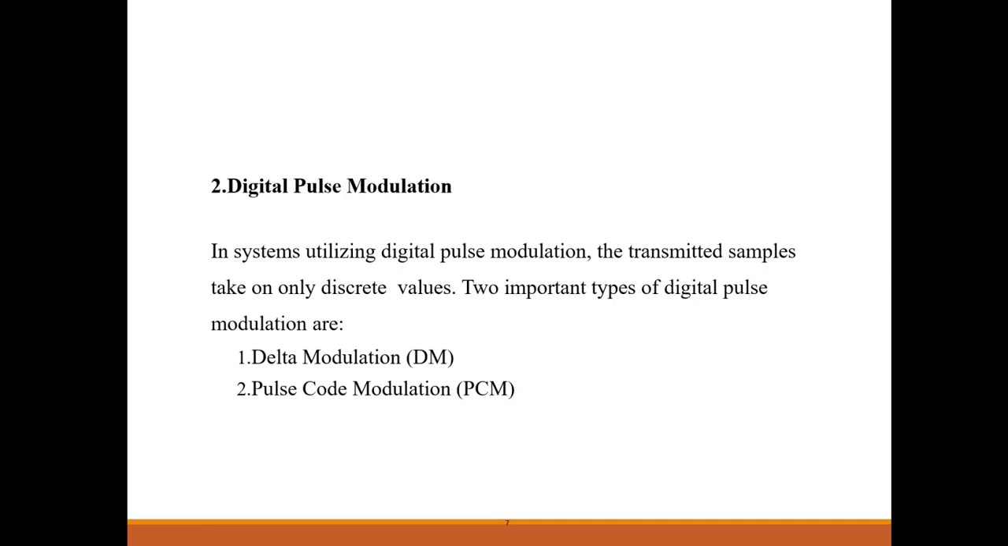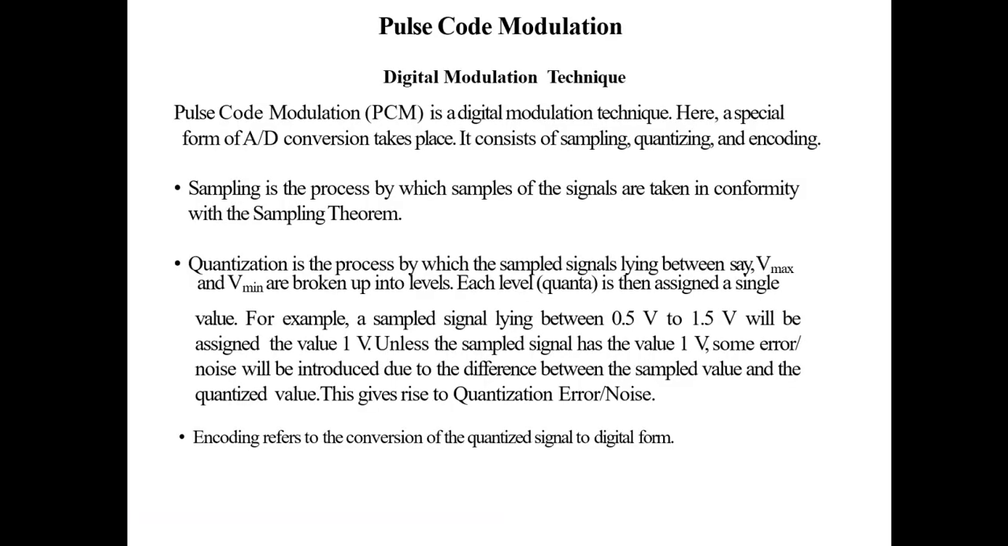Digital pulse modulation types are pulse code modulation and delta modulation. The output of pulse code modulation is digital in nature, discrete values, zeros and ones. Now we are going to see pulse code modulation, PCM. It is one of the digital modulation techniques. Here we use the A to D conversion principle. It consists of sampling, quantizing and encoding.